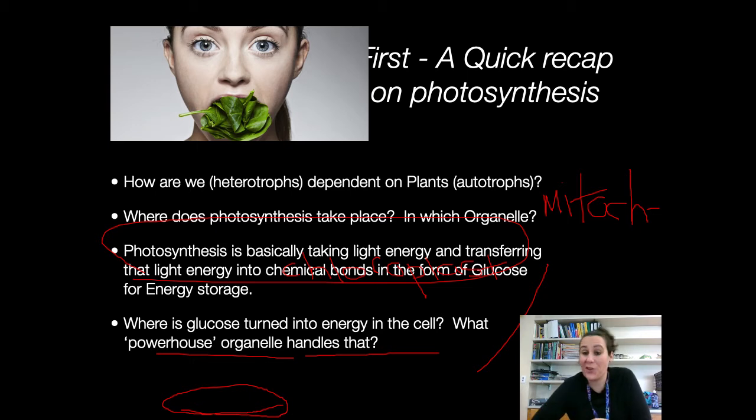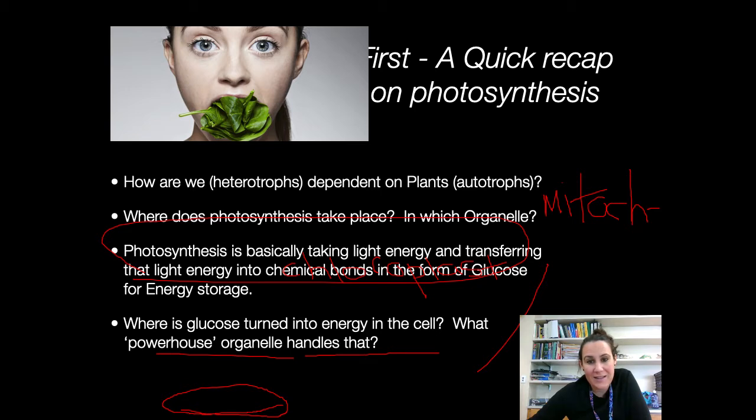Also, we rely on them for oxygen, which is incredibly important as well. Photosynthesis is really important for food and for oxygen. Where does photosynthesis take place? In which organelle? It's green. You find it in plants. Hopefully you guys remember.